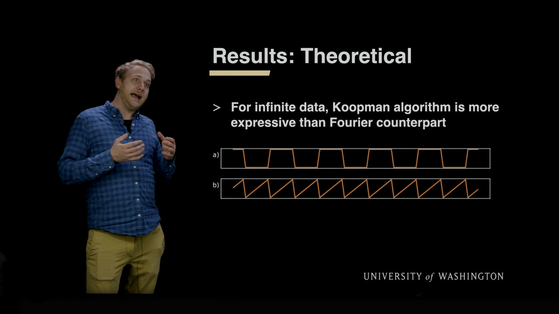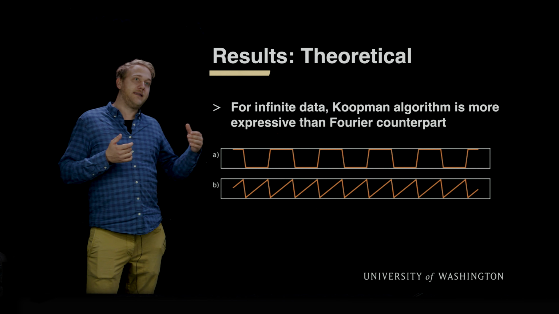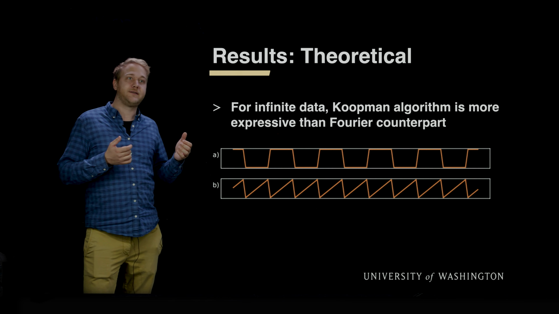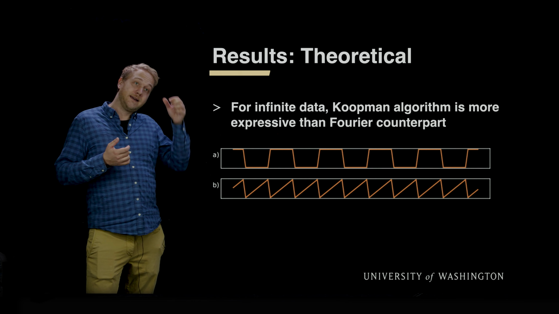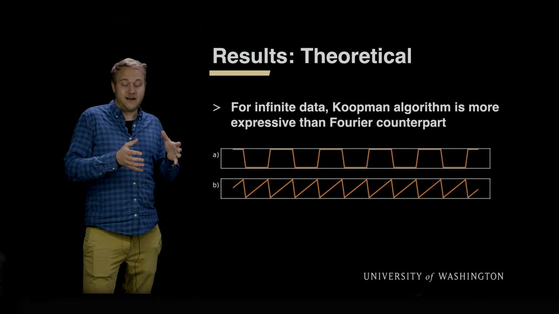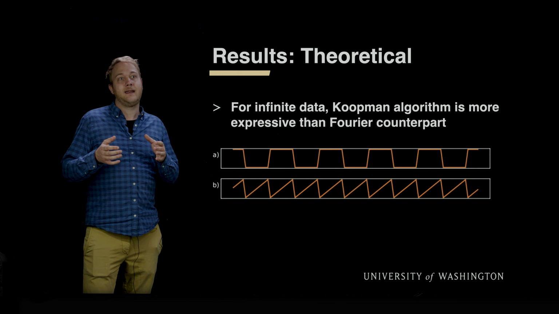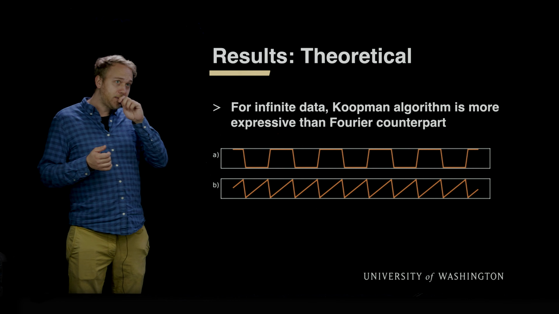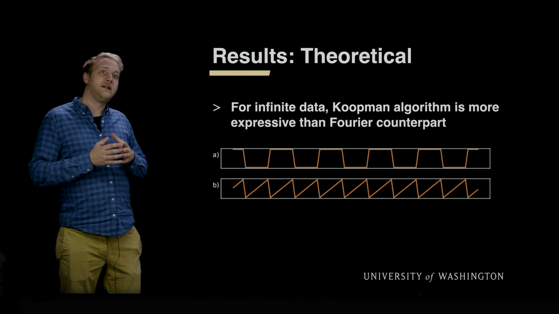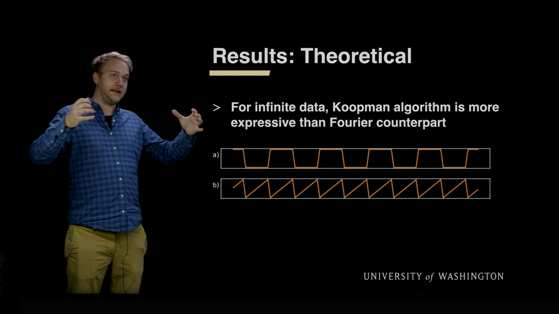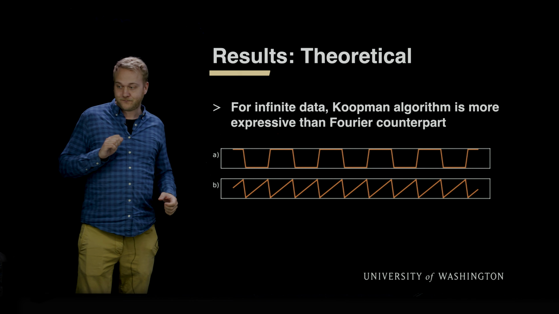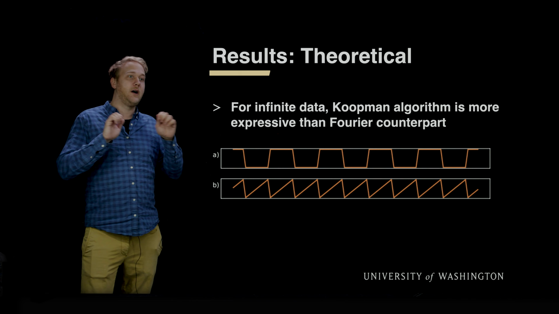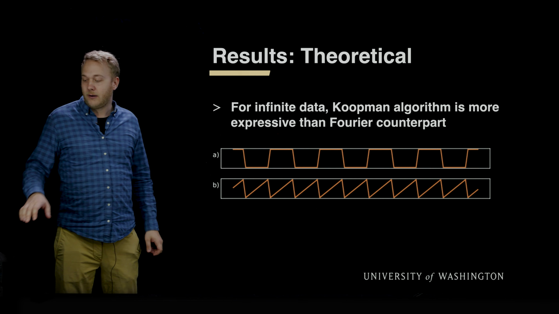If we have a look at infinite data streams, then the Koopman algorithm is more expressive than the Fourier counterpart. And this is due to a fact that I alluded to earlier, namely that for some signals, the Fourier algorithm would need an infinitely big parameterization, whereas the Koopman algorithm would require only a finite dimensional parameterization.